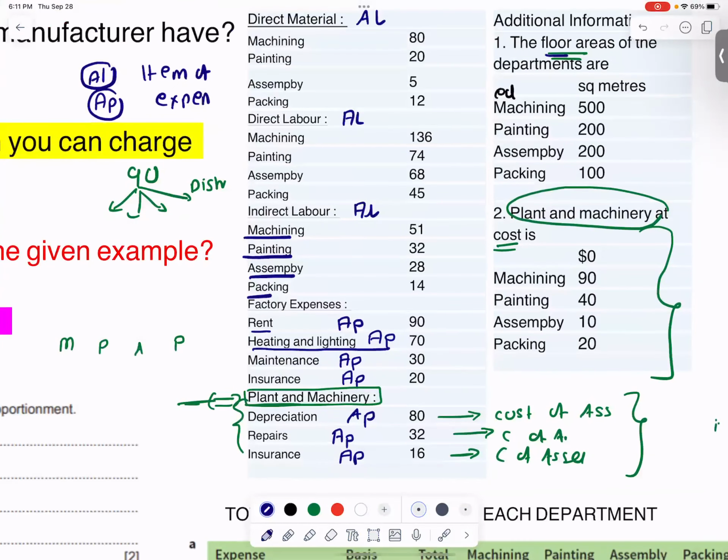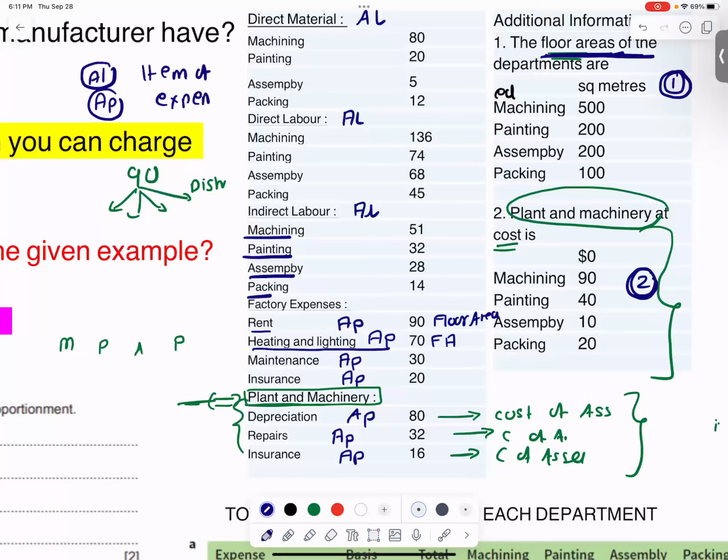There is floor area that is given to us, so we can distribute rent on the basis of floor area. Heating and lighting can be apportioned on the basis of floor area again, because I have only two bases. The first basis given to me is the floor area, and the second is the book value of my asset.